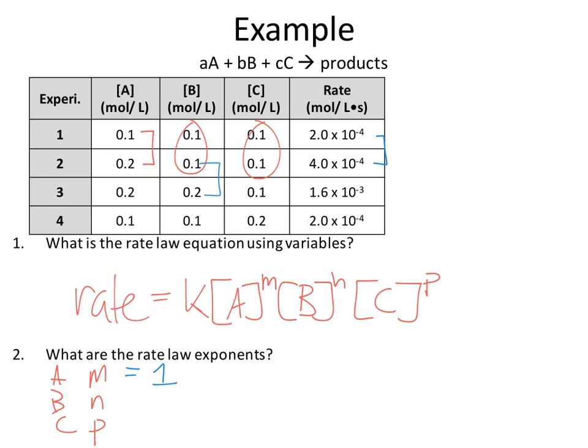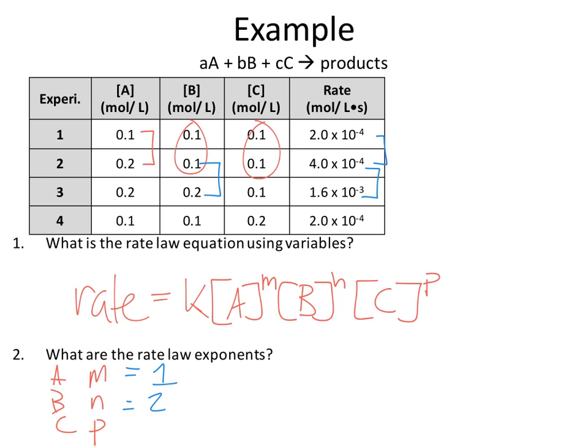Because I'm looking at trial 2 and trial 3, I'm also going to be looking at these two over here. What we've seen is that we've gone from 4.0 to 1.6 times 10 to the negative 3. So as we've doubled this concentration, we've seen a quadrupling of the actual rate. That would give us an exponent of 2. That's the only way we could do it mathematically. So that's going to be a second order reaction.